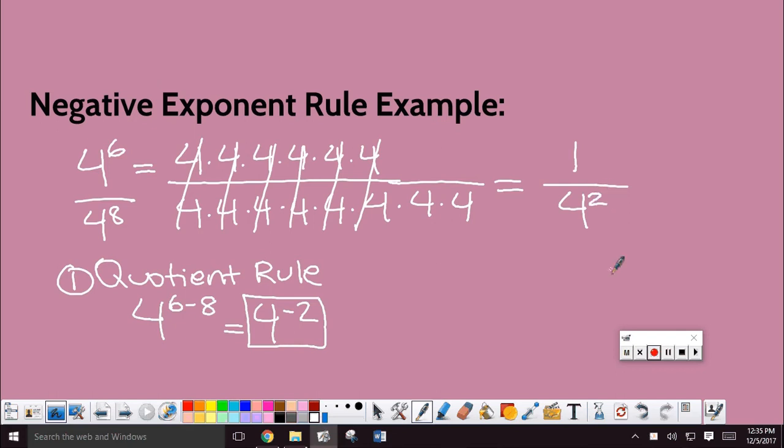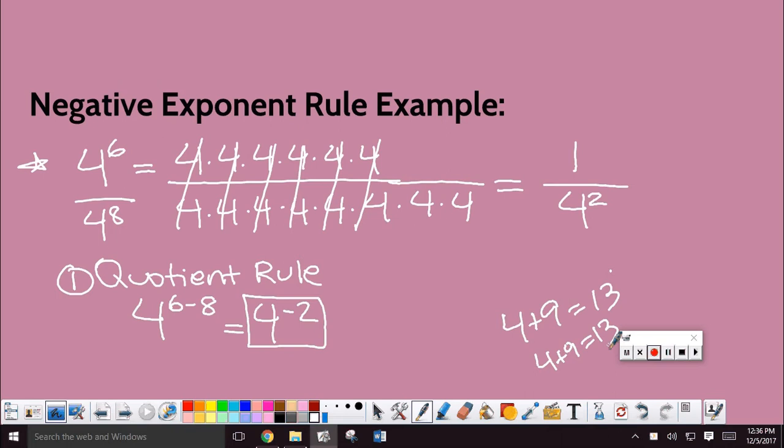Now, did I start with the same value? Did I start with the same problem, 4 to the 6th power over 4 to the 8th? What does your brain tell you that you should end up with? Should you end up with the same answer? If you start with the same problem, you should end up with the same answer, right? If I start with 4 plus 9, should I end up with 13? So your brain says that you need to start with the same problem and end with the same answer, right?